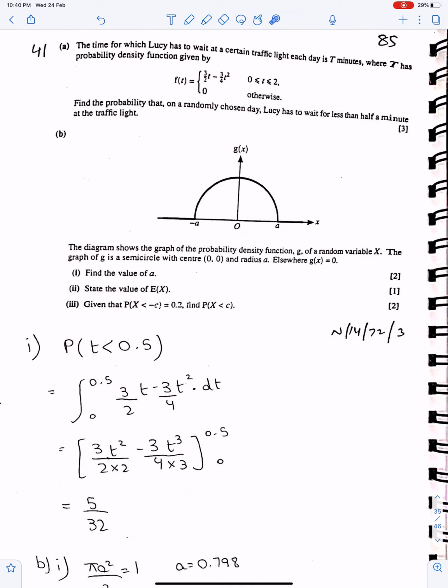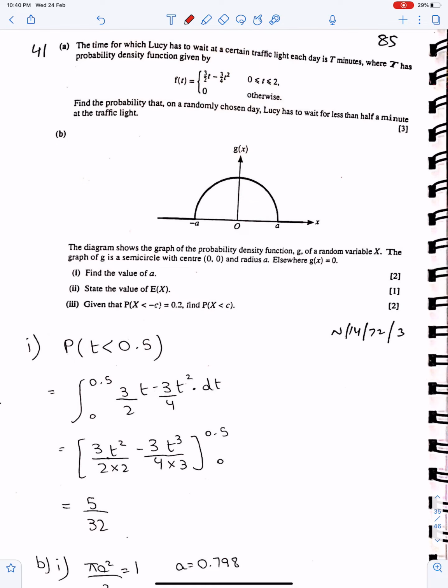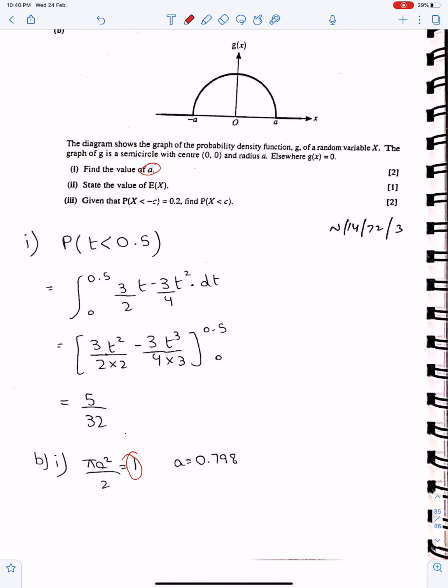Now it says the diagram shows the graph of probability density function G. The graph of G is a semicircle. You know the area must be 1. So in order to get the value of A, use the area formula. The area of this semicircle must be 1 because this is a PDF. So the area of this semicircle is pi A squared upon 2 and this must be 1. So A is this thing.